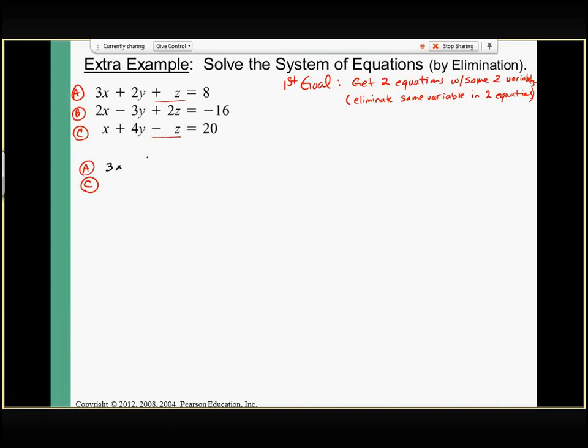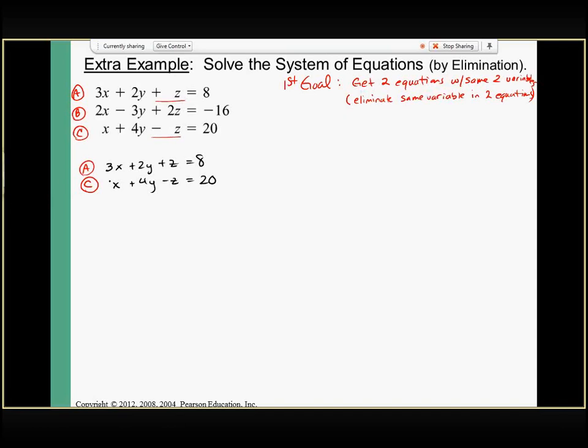So I'm going to copy down equation A, and I'm going to copy down equation C. Now, as you're doing these problems, each problem does take up a lot of space. So leave enough room. Some problems may take up a whole page. Also be very careful as you're copying down the problem that you don't make any mistakes, because one little mistake will throw your whole problem off.